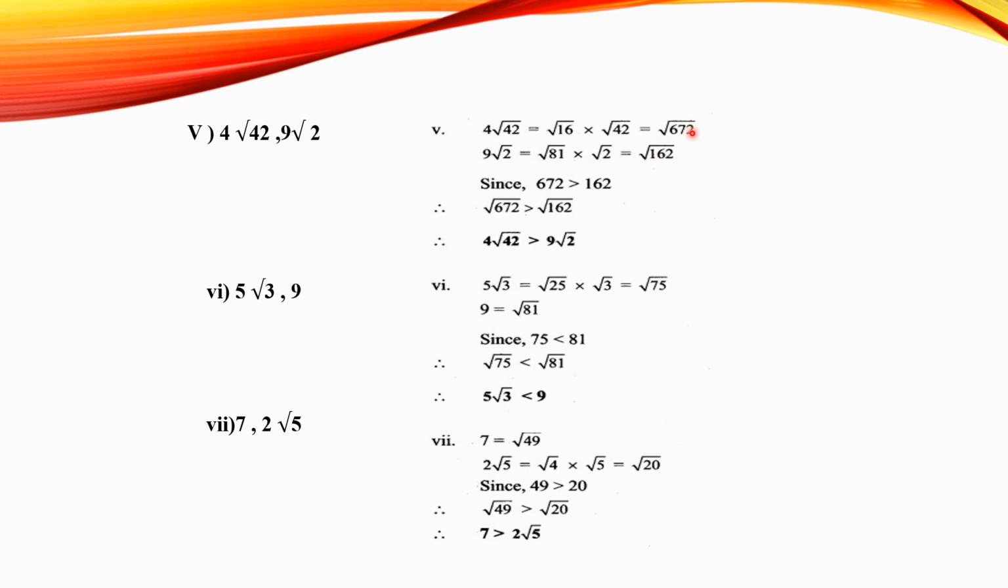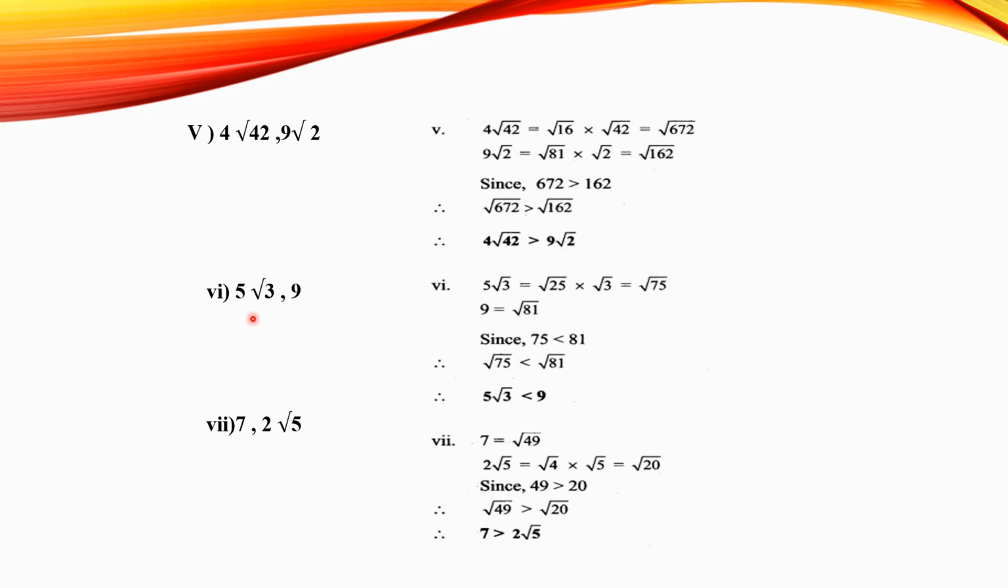Here both are of the same order. So we look at the numbers inside the square root, that is 672 and 162. 672 is greater than 162. Therefore, square root of 672 is greater than square root of 162. Therefore, 4 root 42 is greater than 9 root 2.